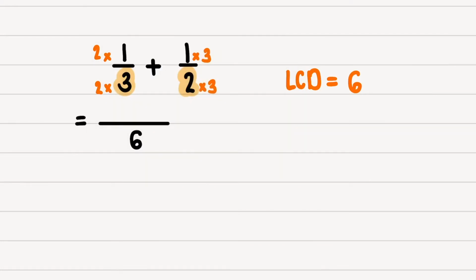So I'm going to have 2 times 1, which is 2, plus 1 times 3, which is 3. So what I can now do is add the numerators together. So 2 and 3 is 5 over the denominator that I chose of 6.